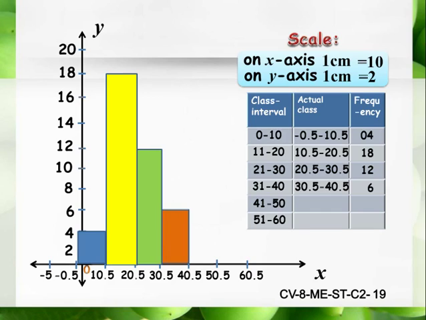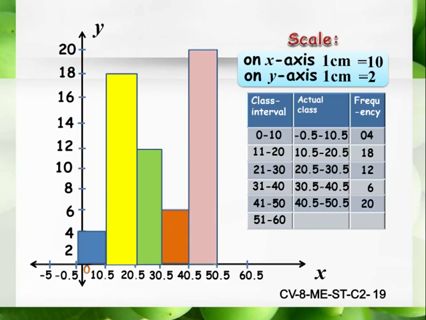The next class interval is 40.5 to 50.5. What is the height given? Yes, it is 20 units. We will get a big rectangle. Complete the rectangle now. Yes, it is over. We shall get into the next class interval, 50.5 to 60.5. Go to the height of 10 units and complete the rectangle.